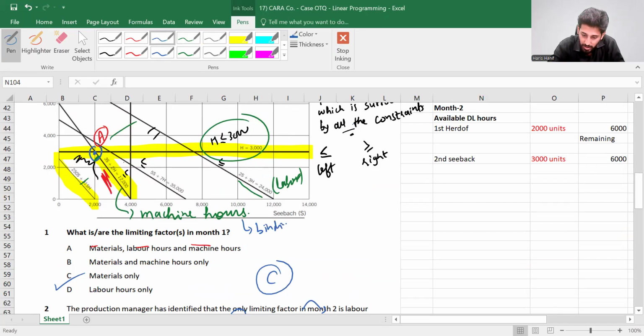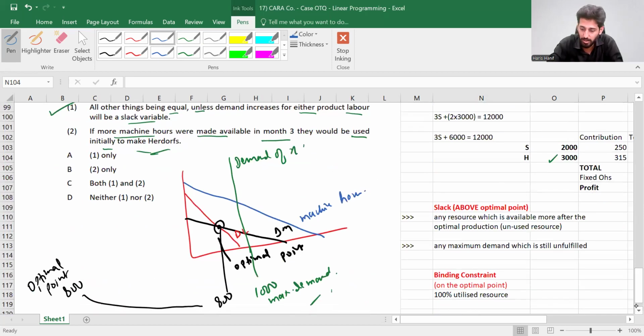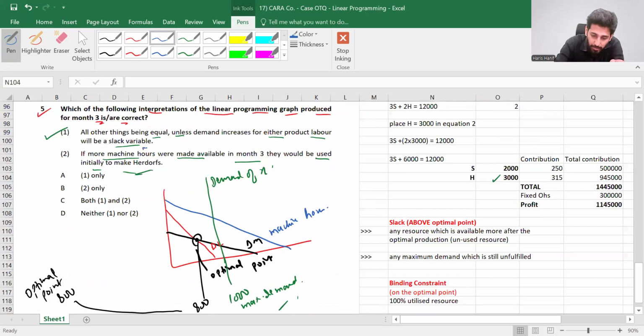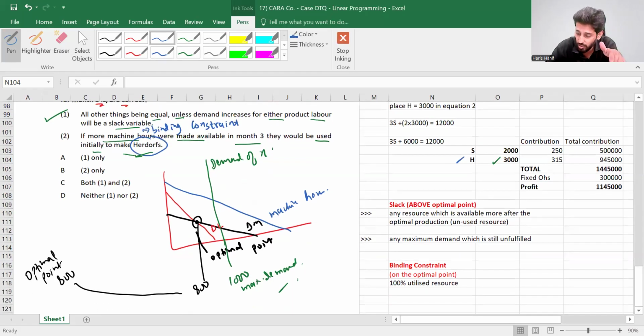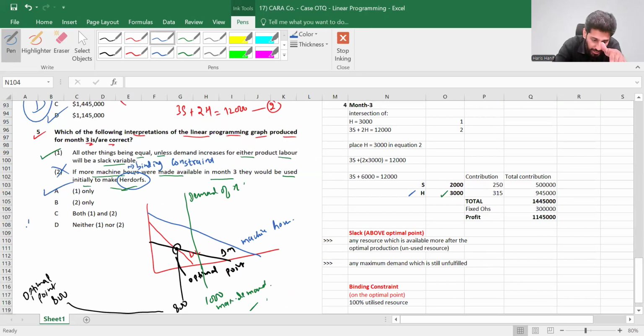So this machine hour is the binding constraint. Why is this machine hour a binding constraint? Because it is on the optimal point. Machine hour is the binding constraint in month number 3, and it has already produced 3,000. So I will not be producing heard of. I will be producing C back. If more machine hours would be available, I should have produced the C back, not the heard of. So this statement is wrong. Only A is the correct option.